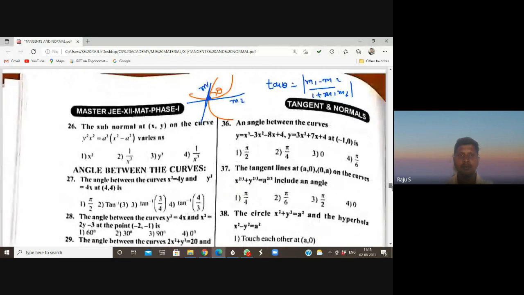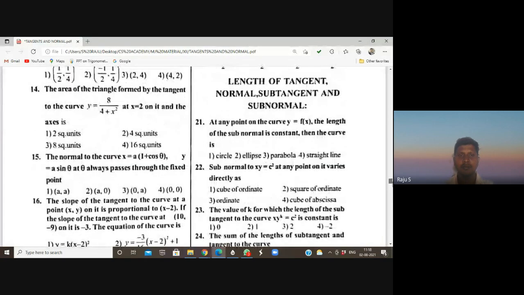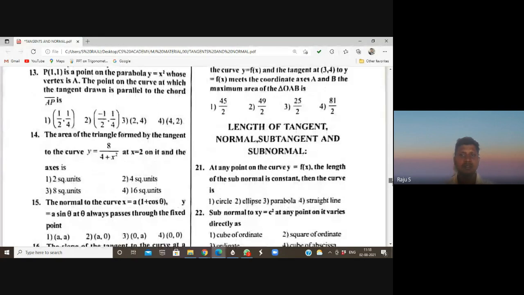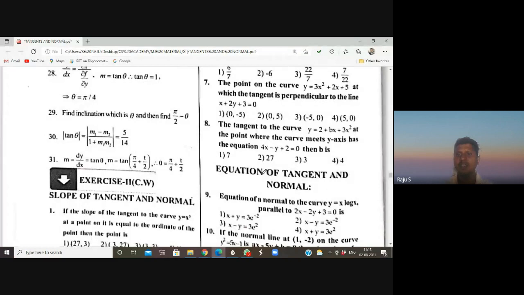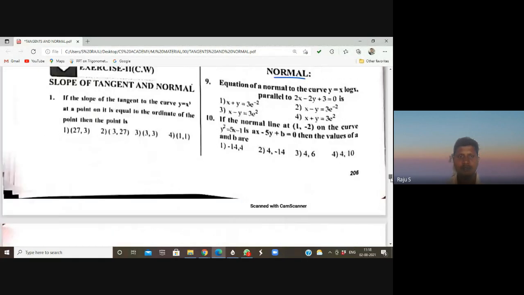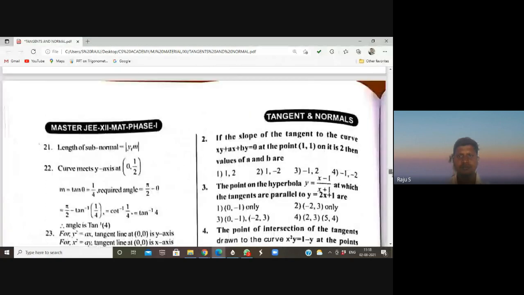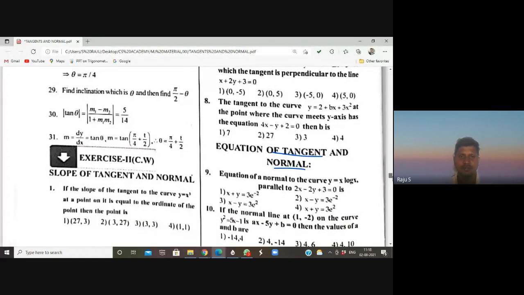You have to remember that, and also the length of the tangent, normal, subtangent, subnormal. Already I derived those. Equation of tangent, we know that. Equation of normal, we know. Clear? This is the concept. Okay, let's see one by one.